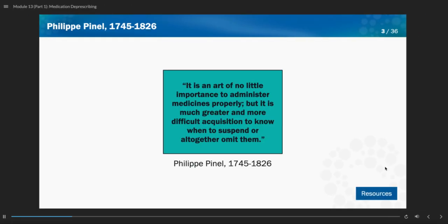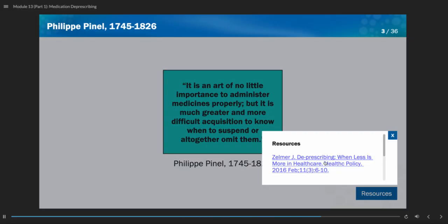We felt it is important to start with this profound quote for this presentation, as it is an art and of great importance to know when and how to taper or discontinue medications.